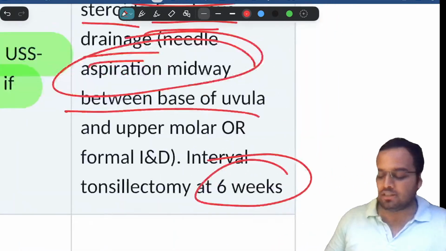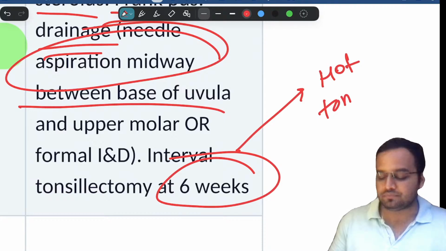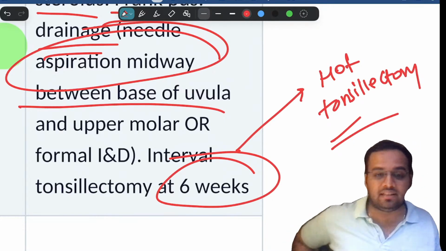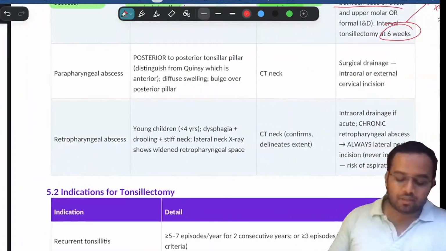Sir, what if we do the tonsillectomy in the same setting? It is going to cause a lot of bleeding. It is called a hot tonsillectomy. So whenever you are going to do a tonsillectomy in the setting of quinsy and active inflammation, it is going to be called a hot tonsillectomy.